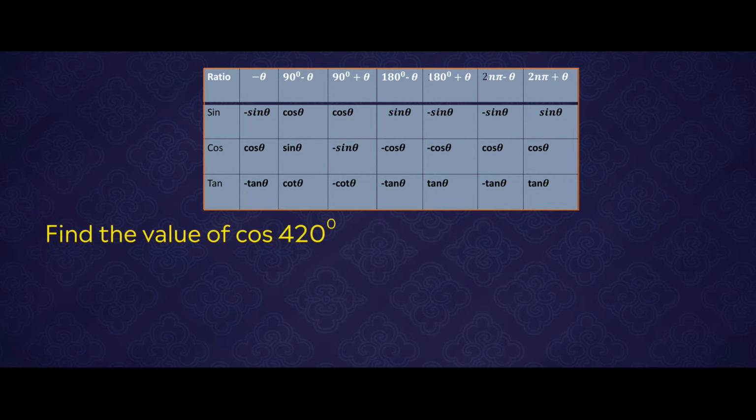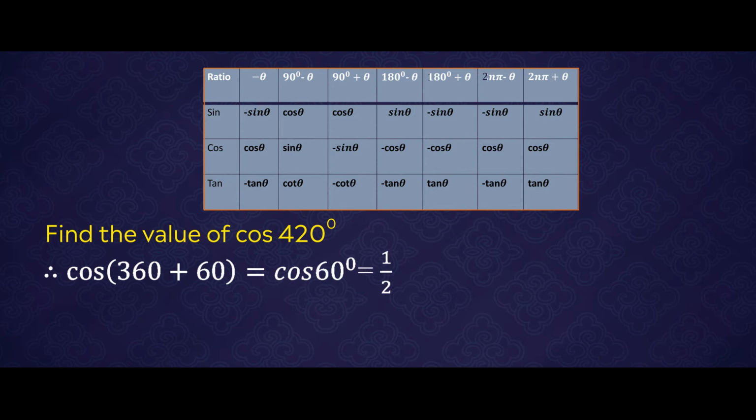Find the value of cos 420 degree. So cosine of 360 plus 60, because 360 plus 60 will be 420. That means it falls in the first quadrant, so it will be positive. So cos 60 is half. Similarly, we can solve the same equation using different methods.